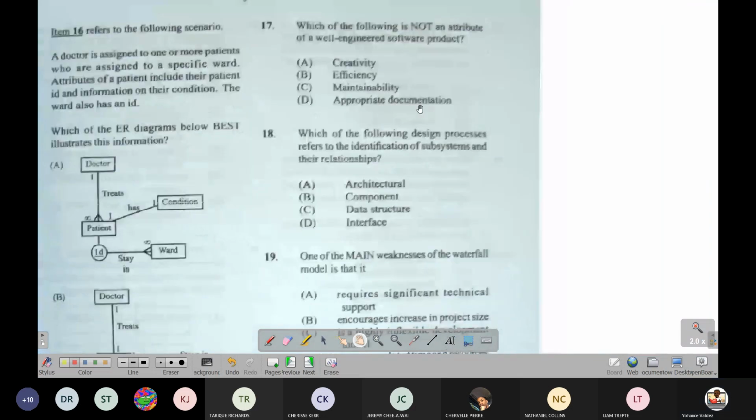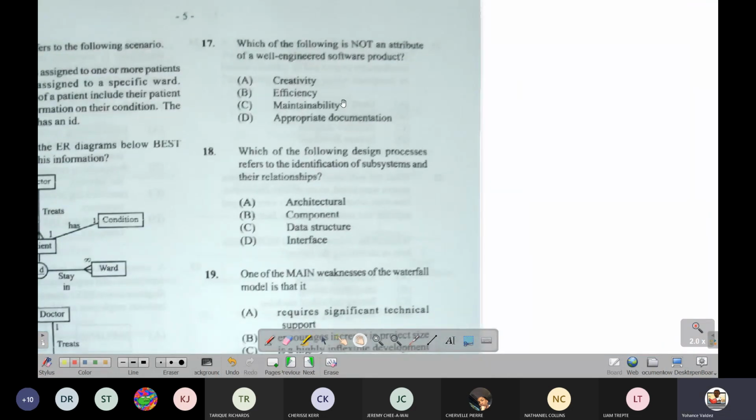Next we go on. Which of the following is not an attribute of a well-engineered software product, right? Software should be efficient, it should be maintainable, it should have appropriate documentation. The software does not necessarily have to be creative. So creativity is not an attribute of a well-engineered software product. Which of the following design processes refers to the identification of subsystems and their relationships? Subsystems and their relationships: architectural, component, data structure, interface, right?